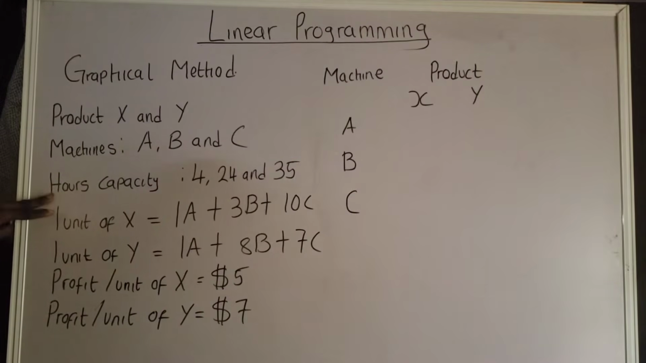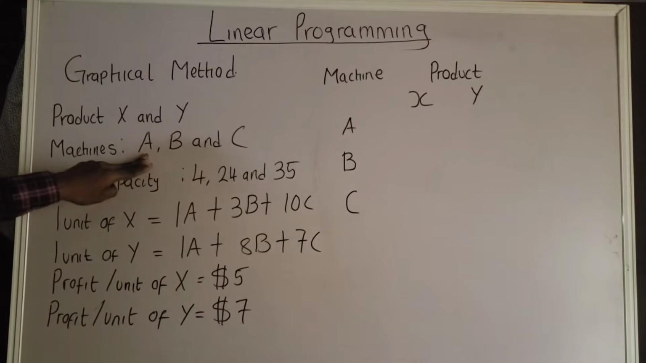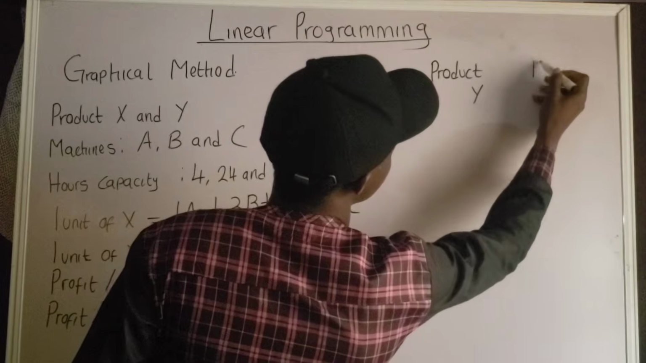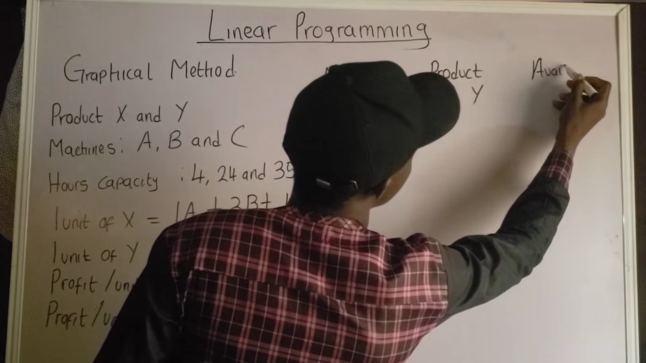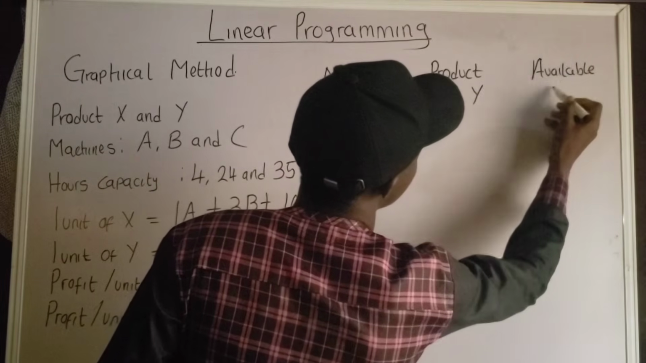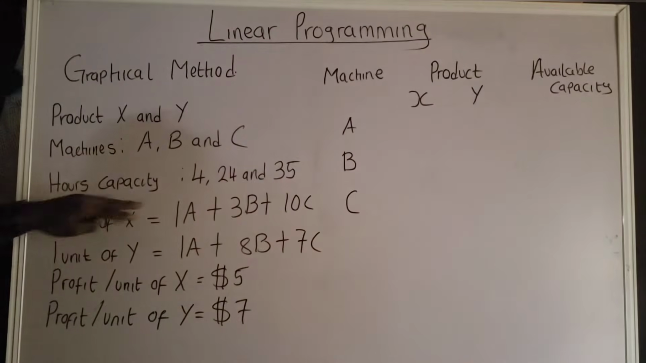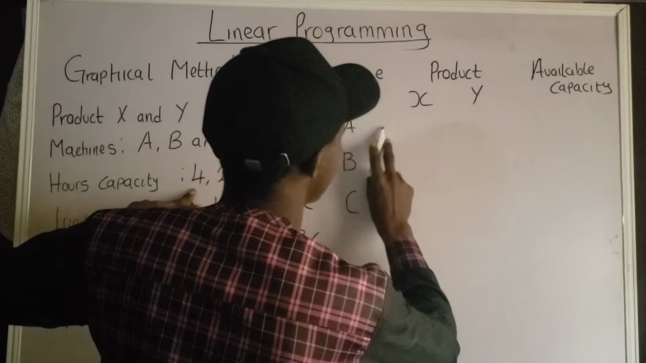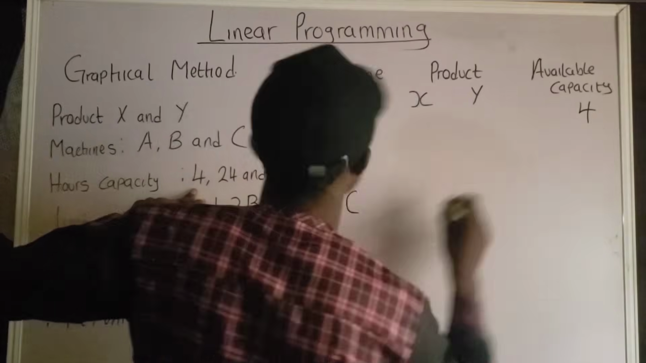Okay, hours of each machine, that is the capacity of each machine in hours. So for A, the capacity is 4. So another parameter will be here, hours or available capacity, anything that you can call it. Let me call it available capacity. Okay, available capacity. So for machine A, the available capacity is 4 hours. So I'm going to trace it to the right. So I'm going to have 4 in this place.